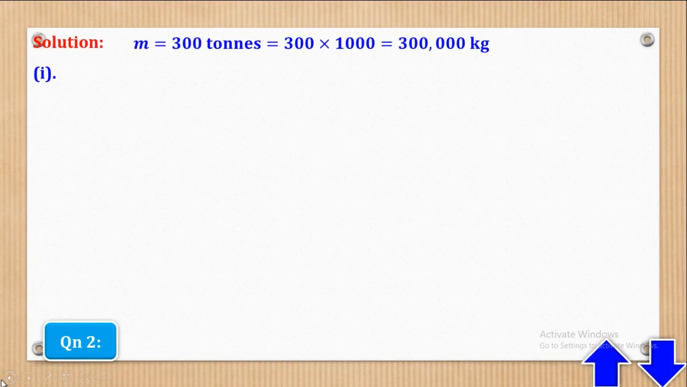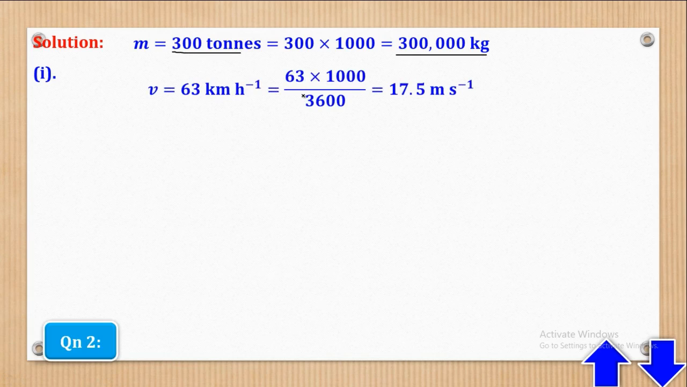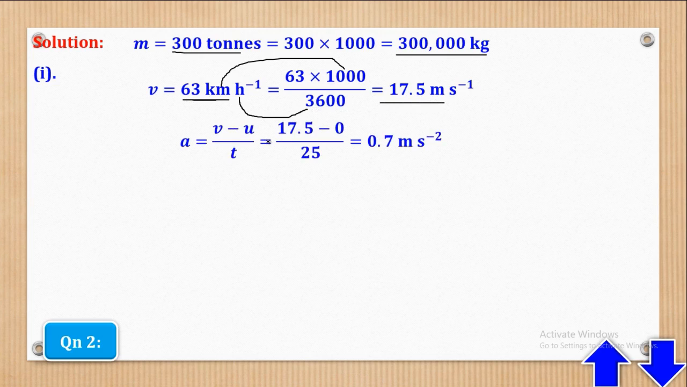Roman 1, we know that we have to convert the mass to kilograms, so 300 tons will be 300,000 kilograms. What about kilometers per hour to meters per second? 63 kilometers per hour: to convert kilometers to meters we multiply by 1,000, and to convert per hour to per second we divide by 3600. So 63 kilometers per hour is equal to 17.5 meters per second. Now that we know v, u and t, we can substitute. v is 17.5, u is 0, and t is 25, so acceleration will be 0.7 meters per second squared.